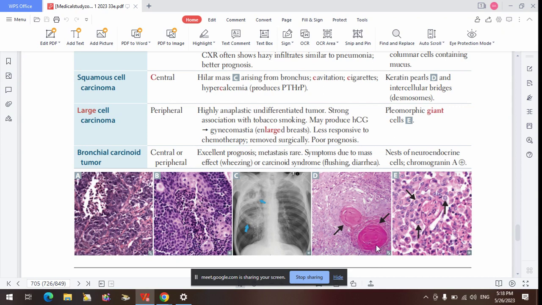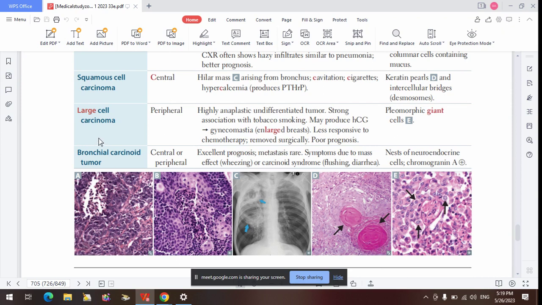Looking at it, what does it look like? It looks like a wall. It's looking like an onion. A wall, yeah. Exactly, a wall appearance. So that is keratin pearls. That's the keratin pearls.